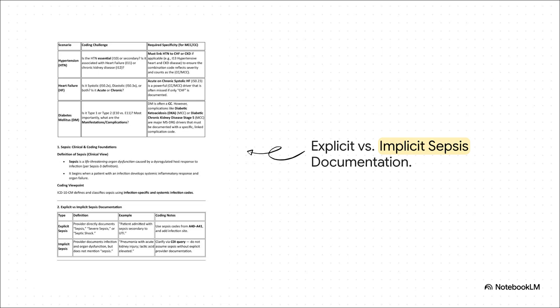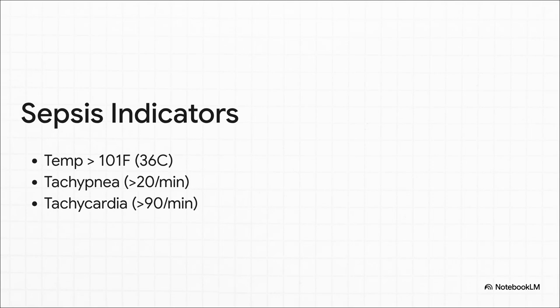It might look exactly like sepsis clinically, but for coding purposes, you must raise a CDI query. You can only code sepsis when the provider explicitly documents the actual words sepsis, severe sepsis, or septic shock. So remember, never assume, always clarify. So when you're reviewing a chart for implicit sepsis to trigger that query, what exactly are you looking for?